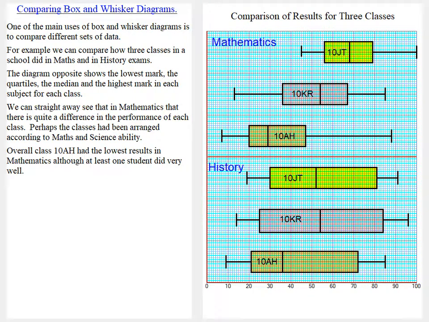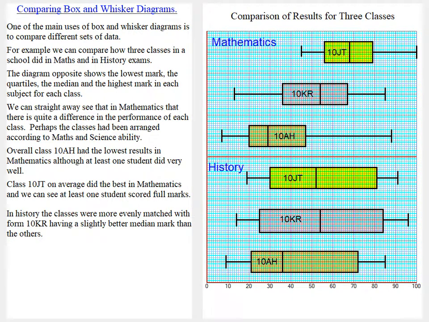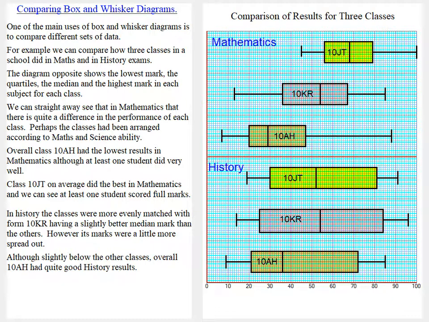Overall, Class 10AH had the weakest results in mathematics, although at least one student did very well. Class 10JT on average did the best in mathematics, and we can see that at least one student scored full marks. In history, the classes were more evenly matched, with Form 10KR having a slightly better median mark than the others. However, its marks were a little bit more spread out. Although slightly below the other classes, overall 10AH had quite good history results. Such a diagram does give a quick visual overview of all the results.